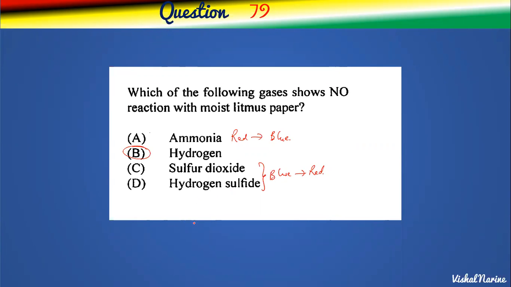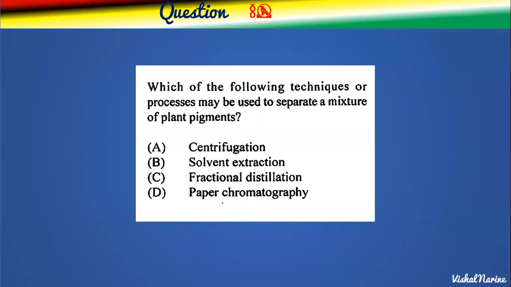Good. Question 80. Which of the following techniques or processes may be used to separate the mixture of plant pigments? Yes, this is a bit of a giveaway. It is chromatography.